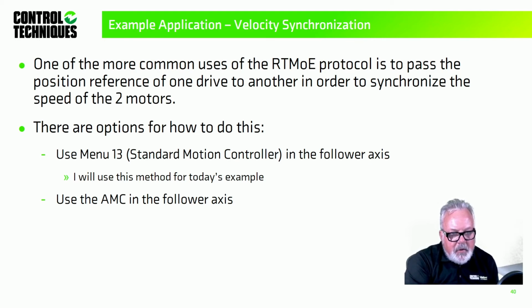And there are 2 options on how to do velocity synchronization in the follower. I can use menu 13, which is called the standard motion controller, and the follower, which is what I will do today. But I can also use gearing in the AMC. I can also use EGB mode with our advanced motion controller to do velocity synchronization in the follower axis. Today I'm going to use menu 13 just for simplicity.